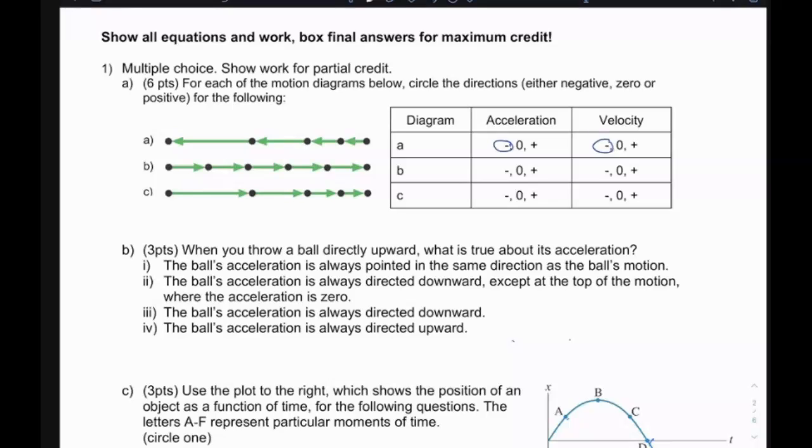In Part B, the object is moving to the right, and the space in between each frame is the same. So the velocity is constant, which means the acceleration is 0 and the velocity is positive. So the answers are acceleration is 0 and the velocity is positive.